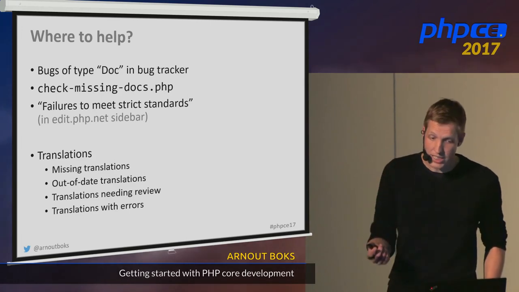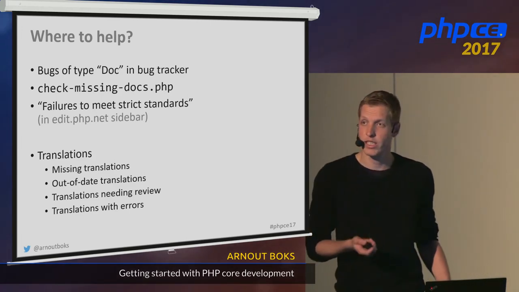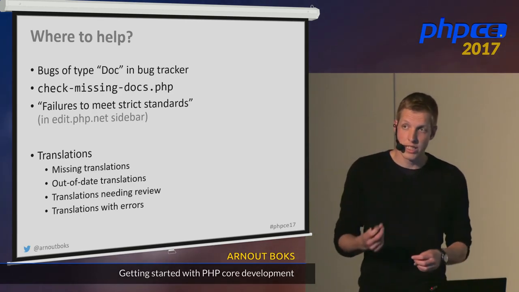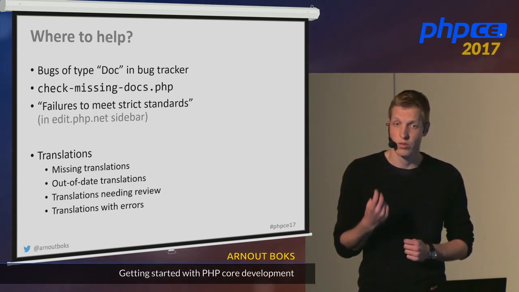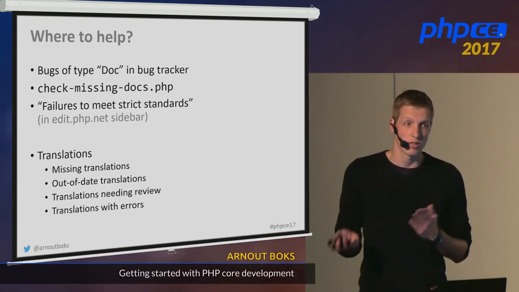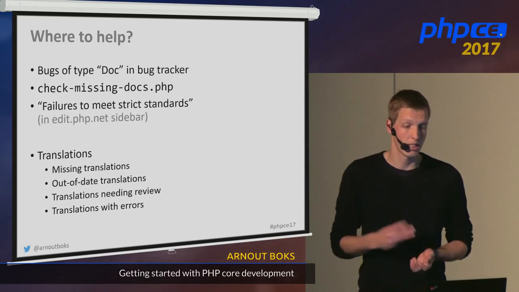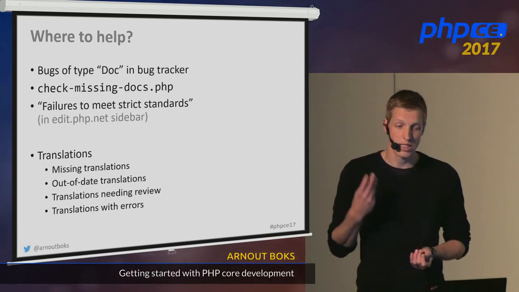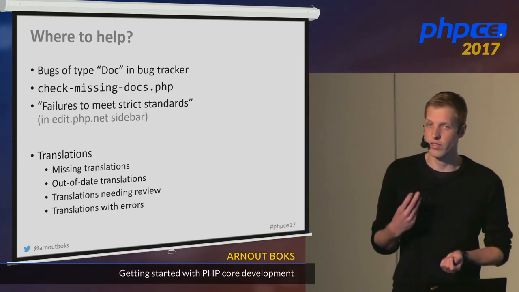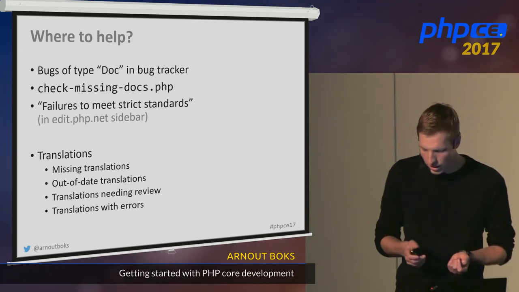You can also help with translations. The PHP documentation is translated in many different languages, which need to be kept up to date with the English documentation. There might be missing translations, translations that got out of date with the English version, translations that need to be reviewed, because there's also a review process for these translations, or translations that contain errors.